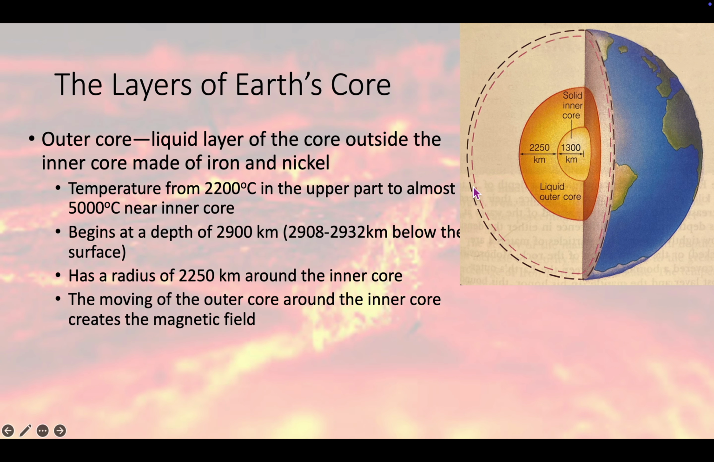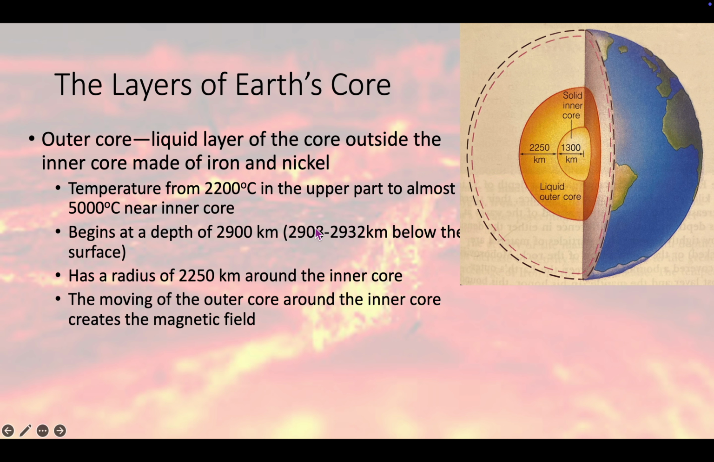All right, the outer core is our liquid layer, and we know that because of the fact that our S waves cannot travel through it. The liquid layer of the core outside the inner core is also made of iron and nickel. Again, this is part of what causes that magnetic field. The temperature can range from 2200 in the upper part to almost 5000 near the inner core. So going from the outer part of it to the inner part, we have almost a 3,000 degree difference. And it begins at a depth of 2,900 kilometers. And again, that's going to be below the crust.